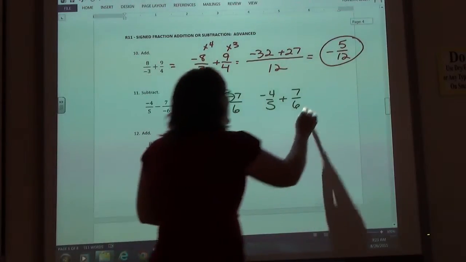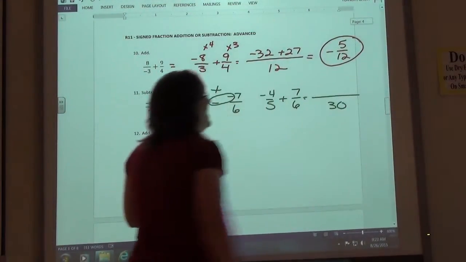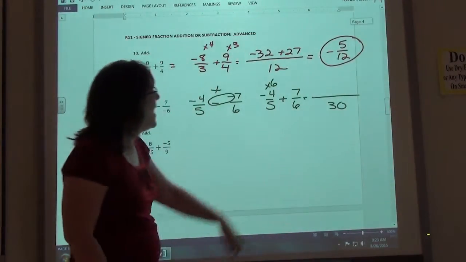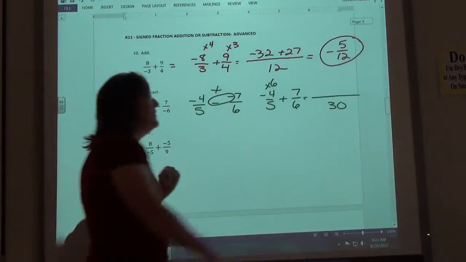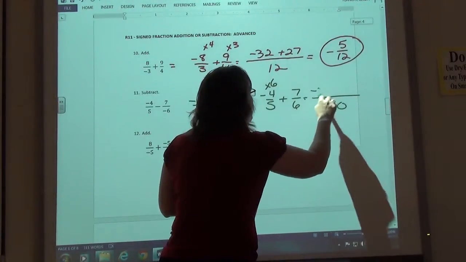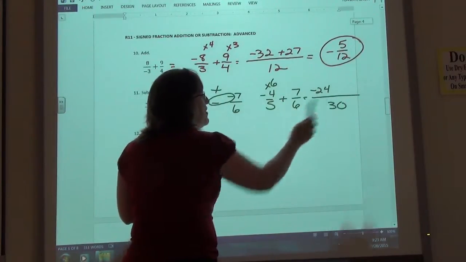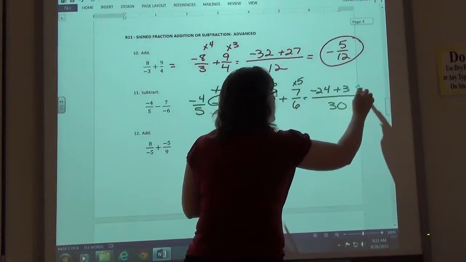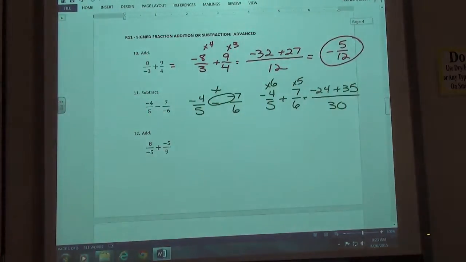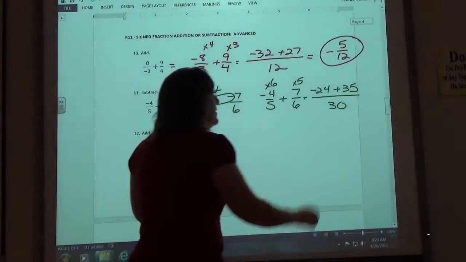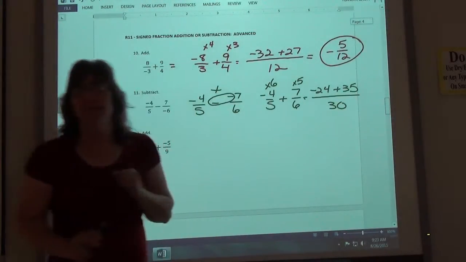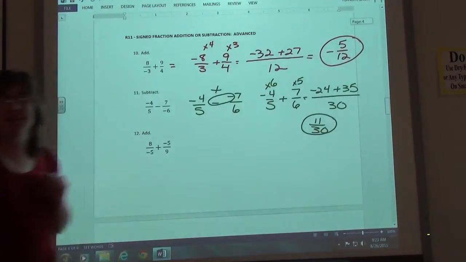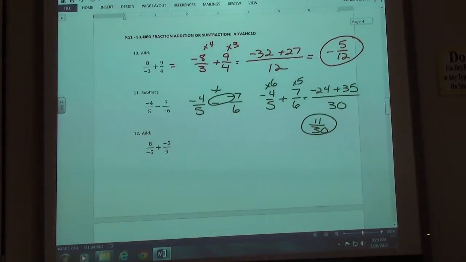Common denominator here then would be 30. So 5 goes into 30 6 times. 6 times negative 4 is negative 24. 6 goes into 30 5 times 7 is 35. So negative 24 plus 35 is 11 30ths then, right? 35 minus 24 should be 11.